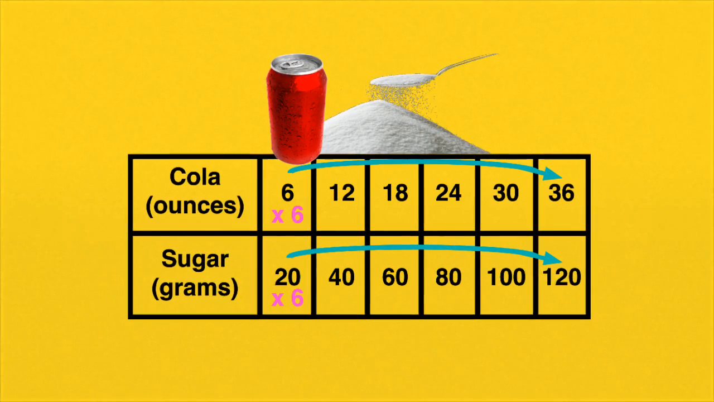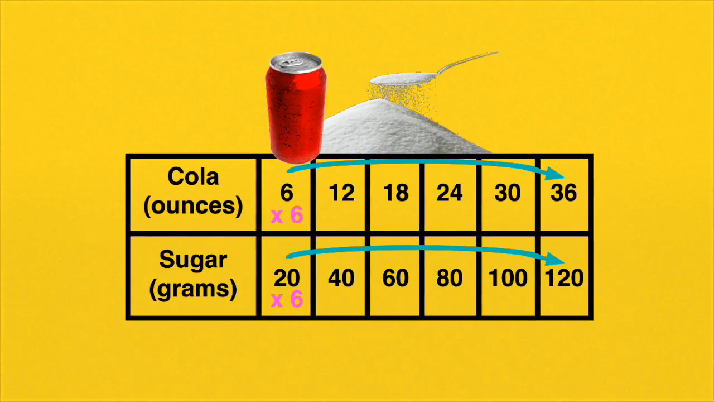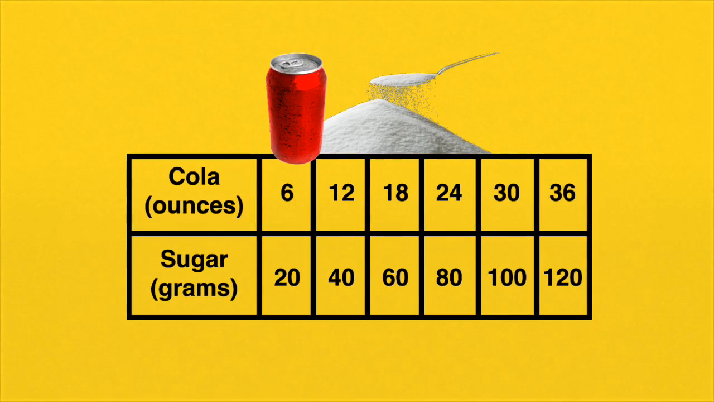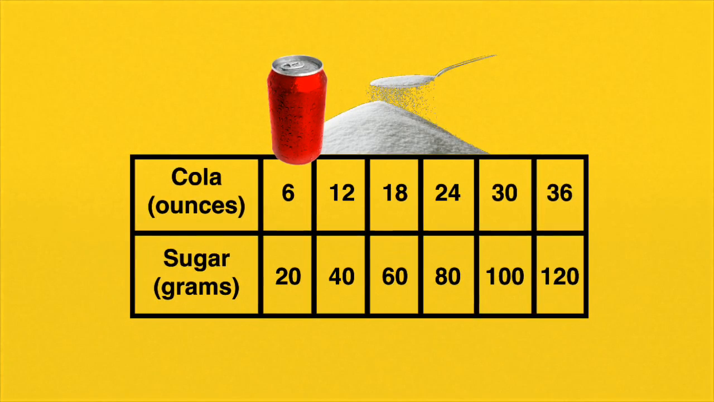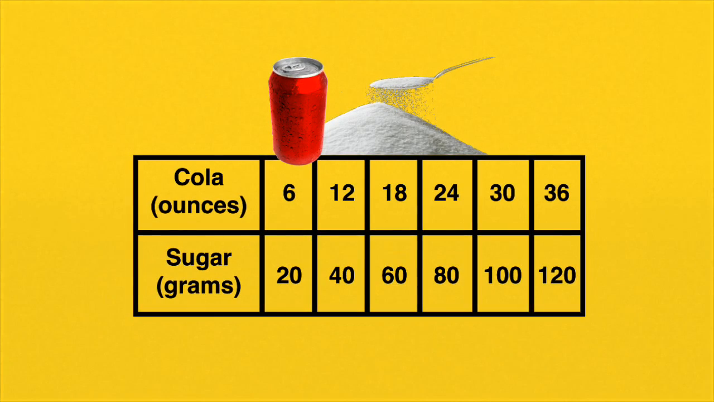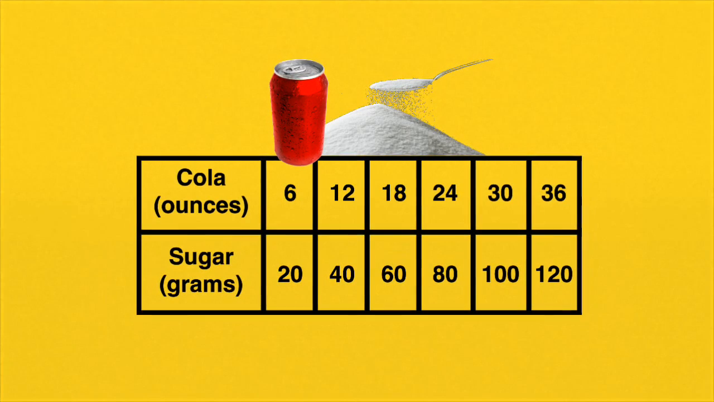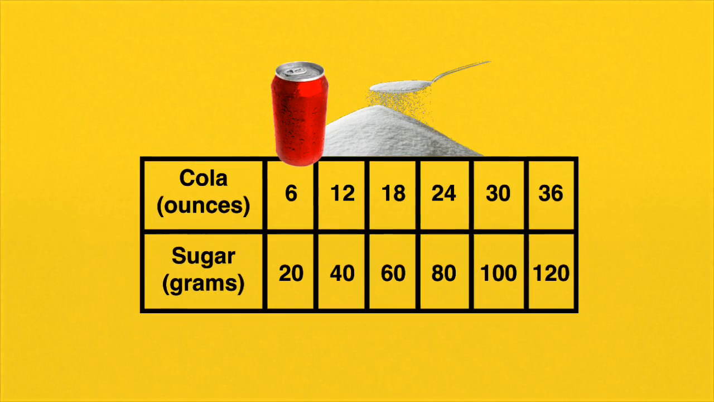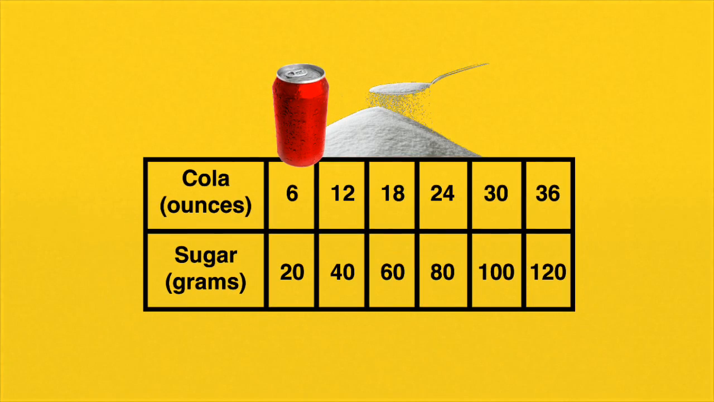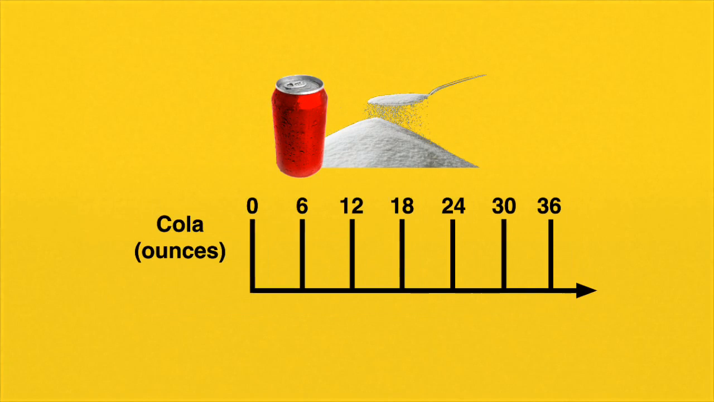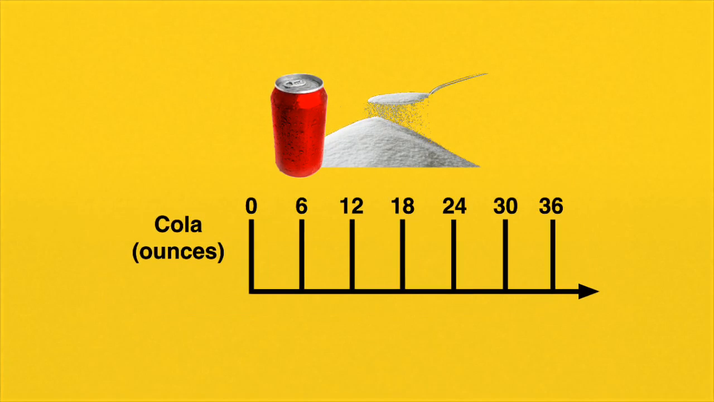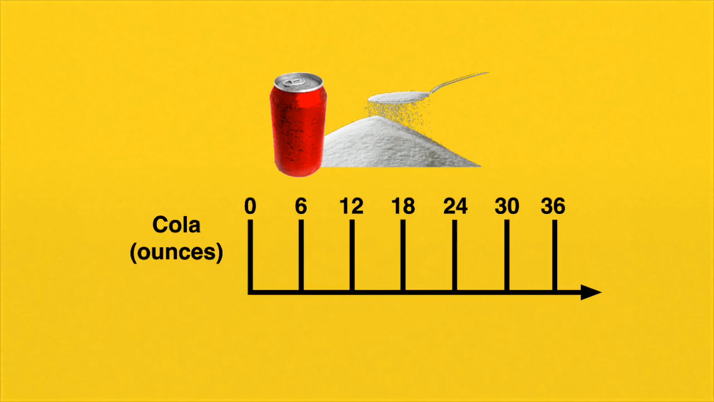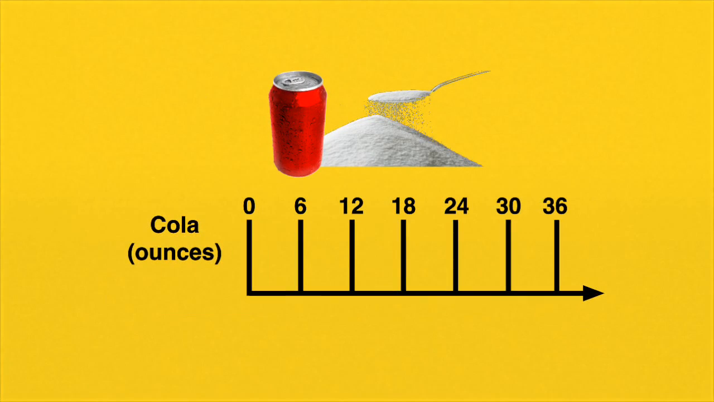Notice that 34 is not exactly on this table. We can estimate, we can make a guess and say that 34 ounces, because it's between the 30 and the 36, would be somewhere between 100 and 120 grams of sugar. But what if we wanted to be exact? So instead of using a table, I'm going to move to a number line. And on this number line, I'm going to illustrate the ounces of cola.